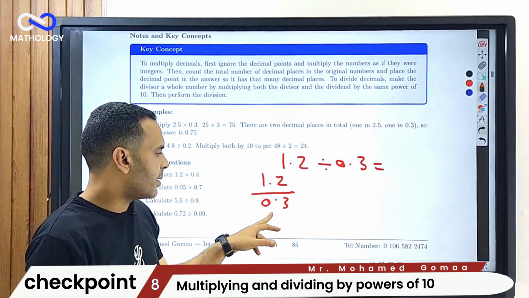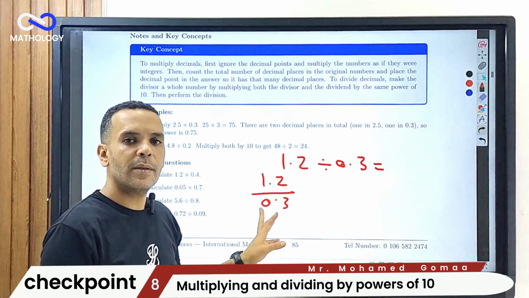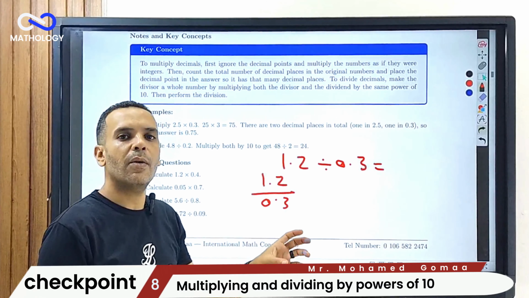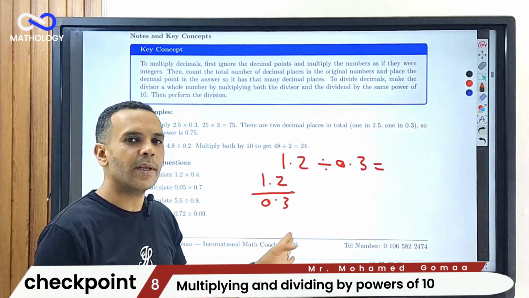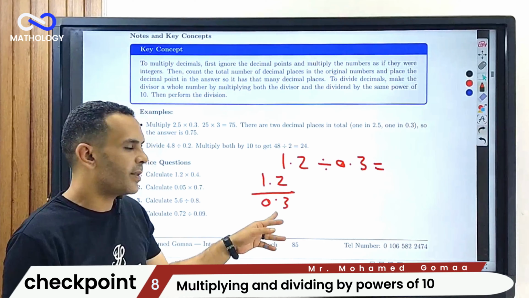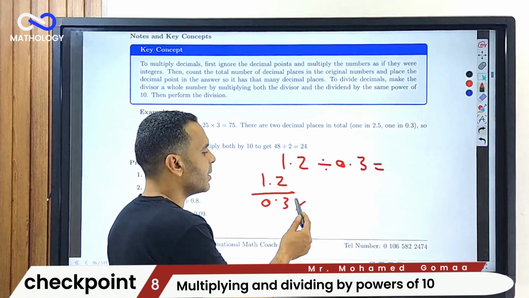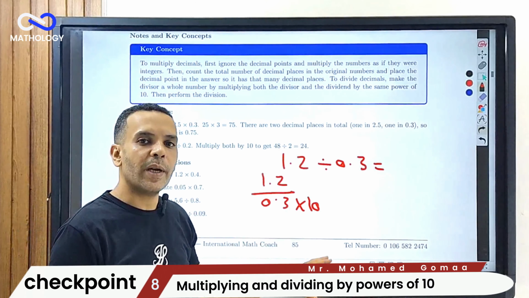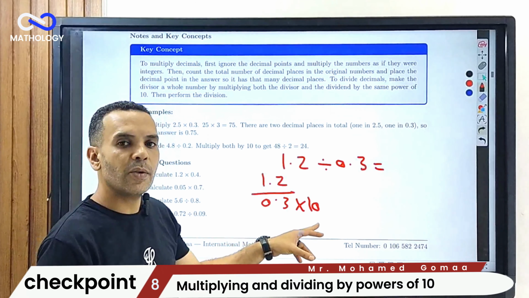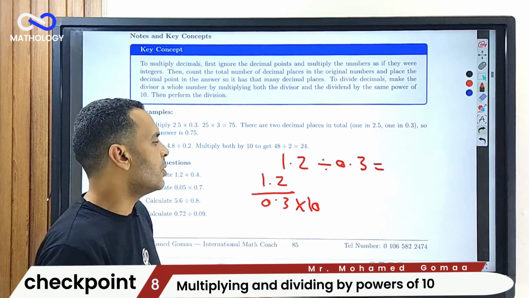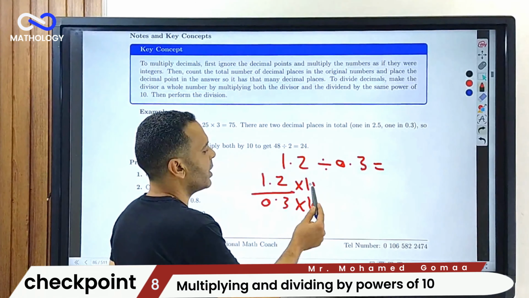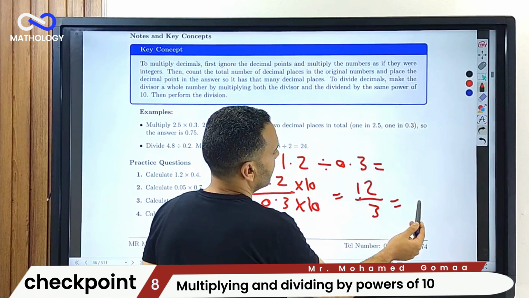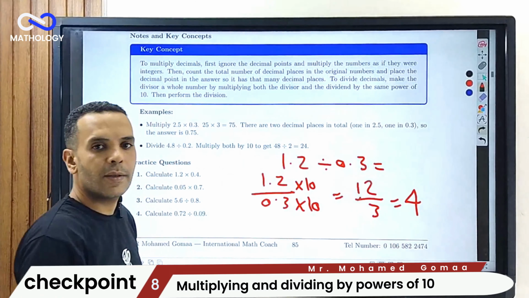You have to cancel the decimal point in the denominator. The denominator must be a whole number or integer without any decimal point. To cancel this decimal point, you have to multiply by 10. So we have to multiply the numerator by 10 too. It will be 12 over 3, which equals 4.